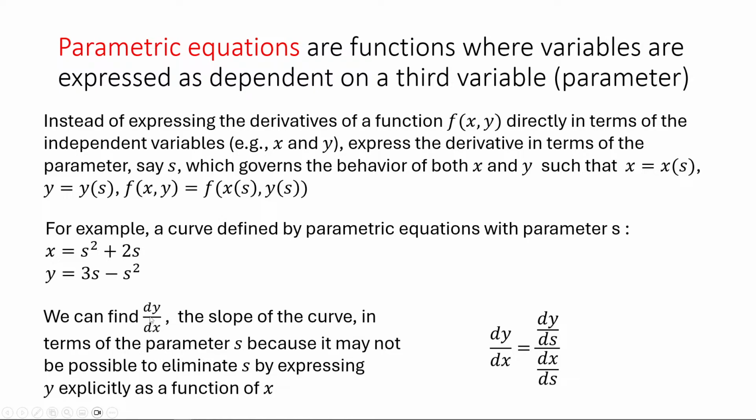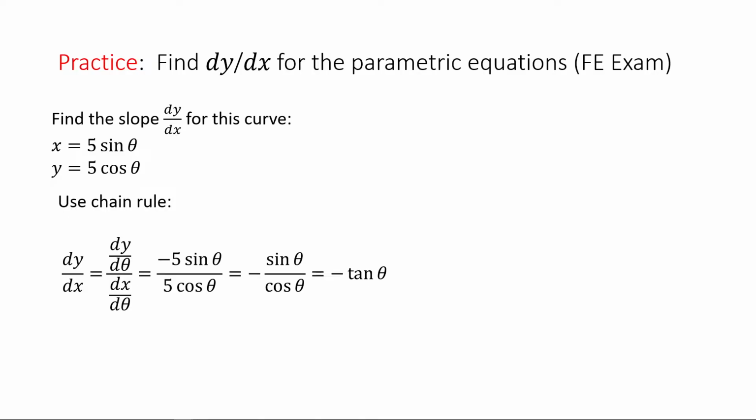And then how to find dy by dx: that would basically be dy by ds, this intermediate parameter, over dx by ds. Because if ds goes away, then you get dy by dx. So we've looked at this, and you can do some more practice here. This is a parametric equation, and you can solve something like this.